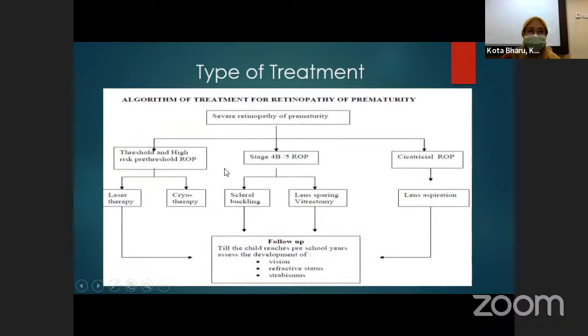This algorithm explains the treatment options in retinopathy of prematurity. It depends on the severity of the ROP. At the threshold and high risk pre-threshold, usually we do laser. At stage 4 and 5, either scleral buckle or vitrectomy.